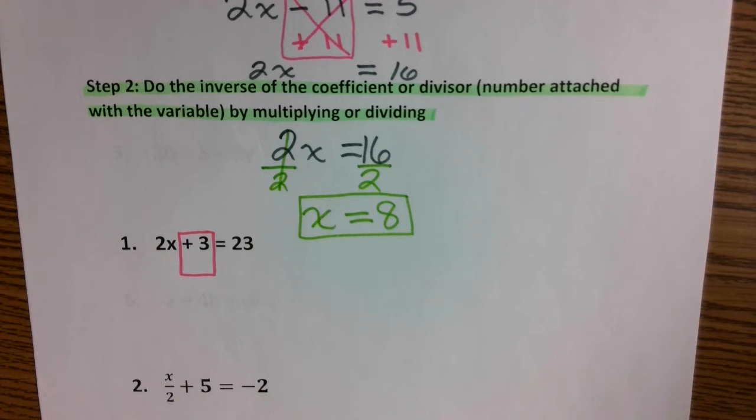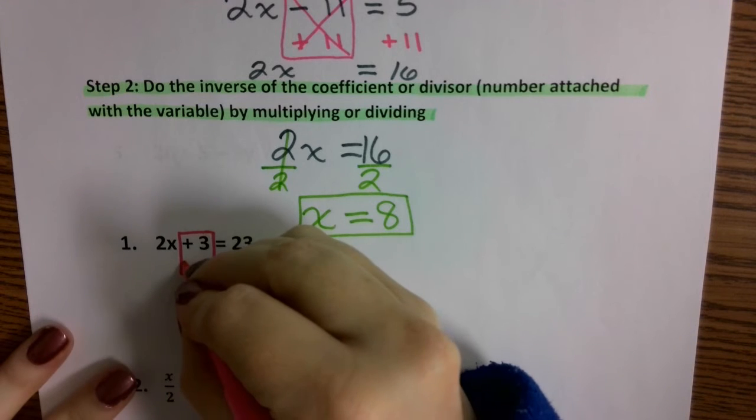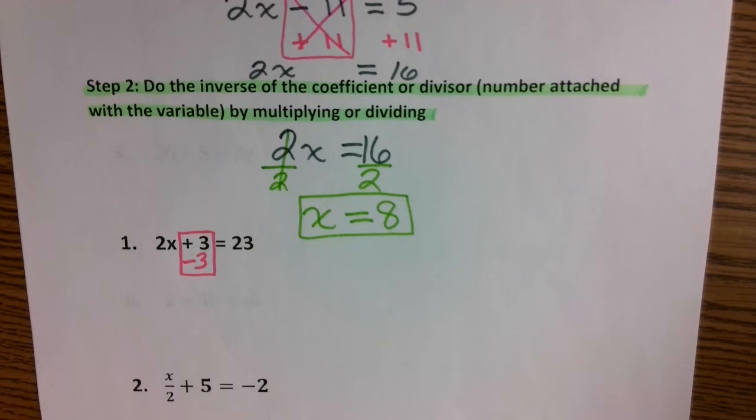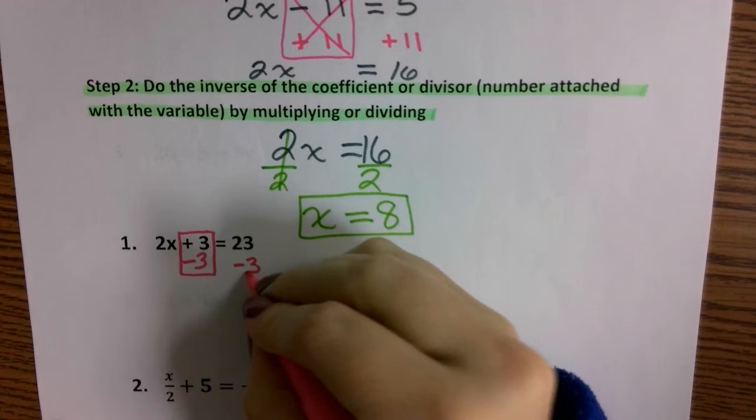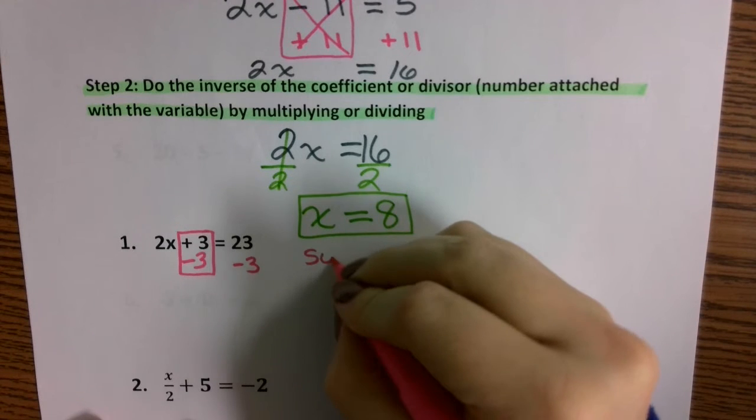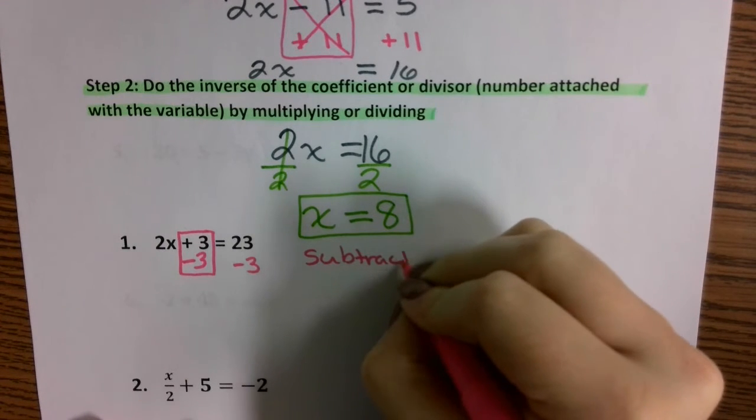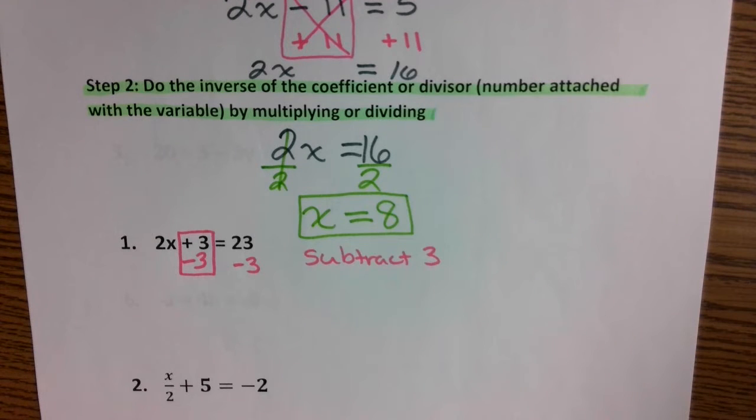So what is my inverse operation? Kyle? Subtraction. So we're going to subtract 3 from both sides. I'm going to go ahead and subtract 3 from both sides.